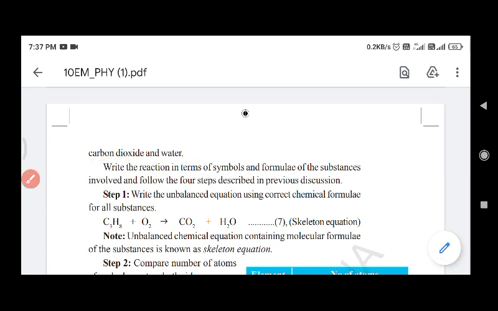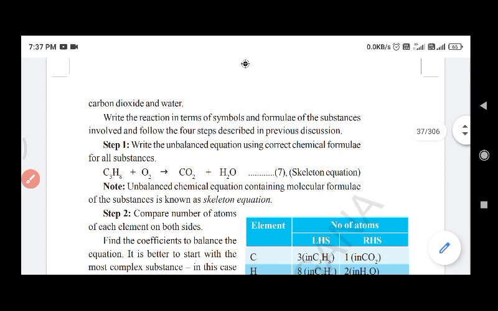First we have to write the chemical equation with the formulas of the compounds and the symbols of the elements, in step 1. We have to know the formula of the substances and symbols of the elements involved in this chemical equation, the combustion of propane. Propane, the formula is C3H8, and burning of propane requires oxygen. Carbon dioxide, the formula is CO2, and water is H2O.